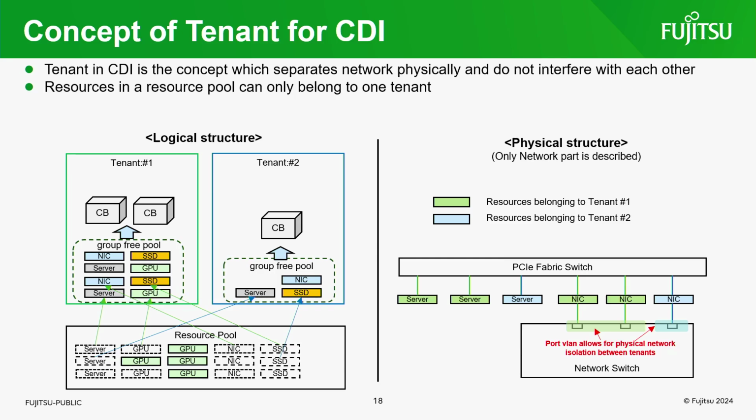And next, I will explain one of the key concepts in CDI, tenant. A tenant is a concept which separates networks physically so they don't interfere with each other. This is a similar concept to VPC in AWS. However, please note that CDI separates it at the physical network level by using port VLAN. And the resources in a resource pool can only belong to one tenant.